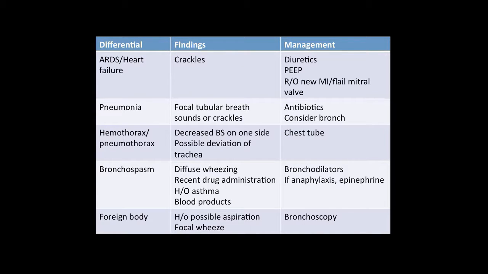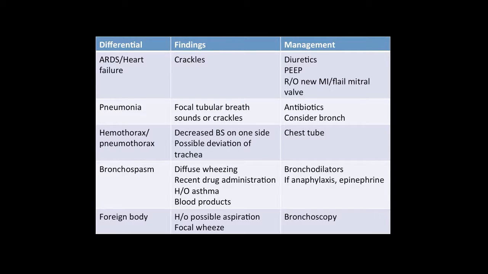Let's take a moment to review the differential for abnormal breath sounds. When crackles are present, it's usually indicative of adult respiratory distress syndrome, also called non-cardiogenic pulmonary edema, or cardiogenic pulmonary edema, or CHF. Treatment is usually application of PEEP, diuretics, and to consider what might be causing this. If this is acute congestive heart failure, rule out a new myocardial infarction or the presence of a flail mitral valve.